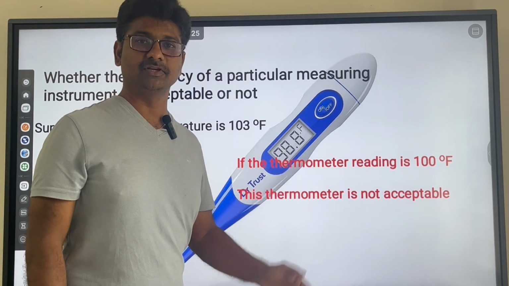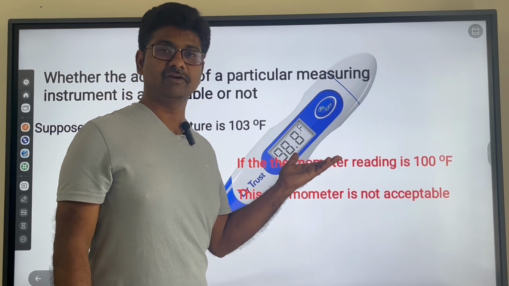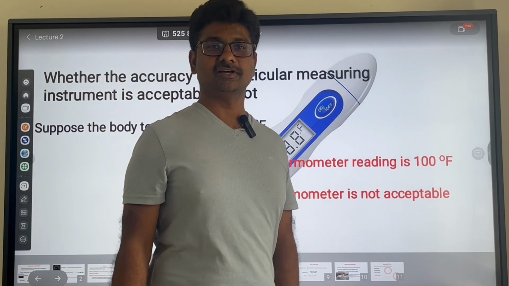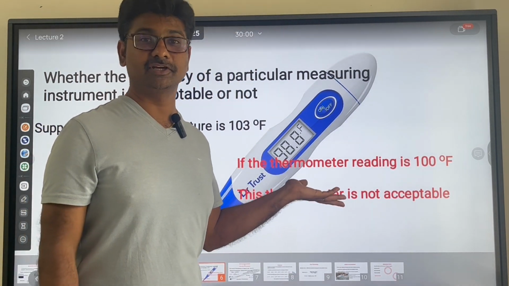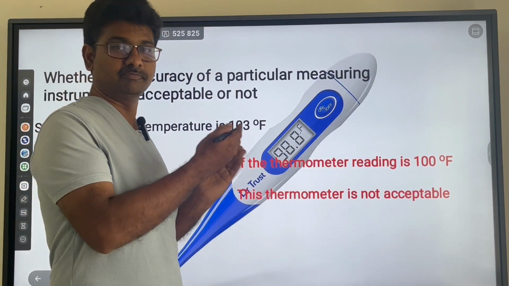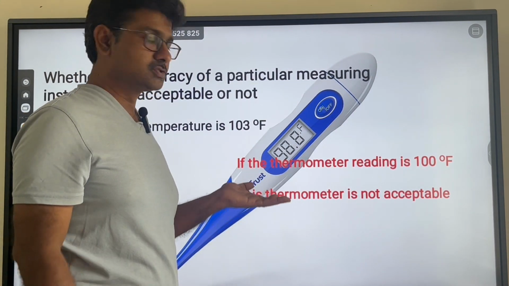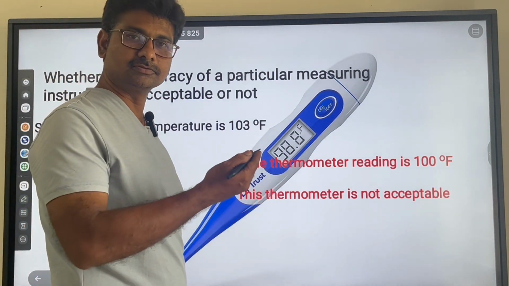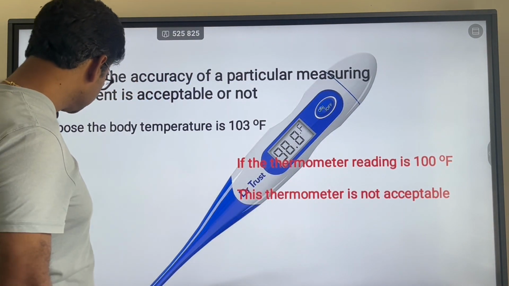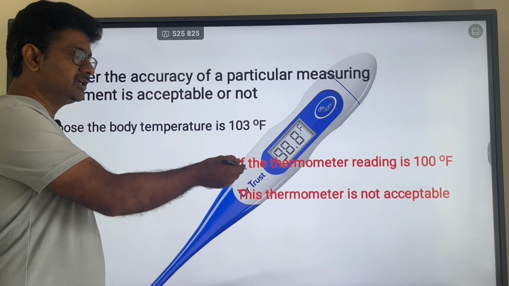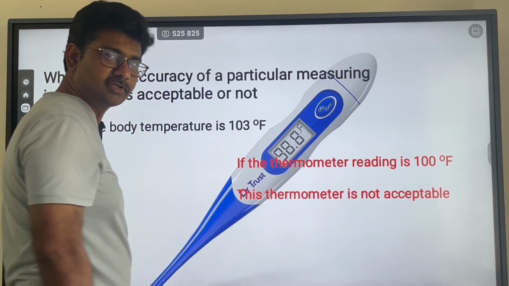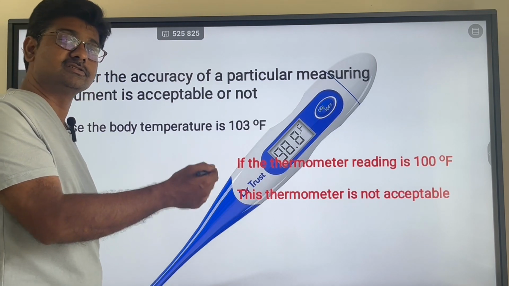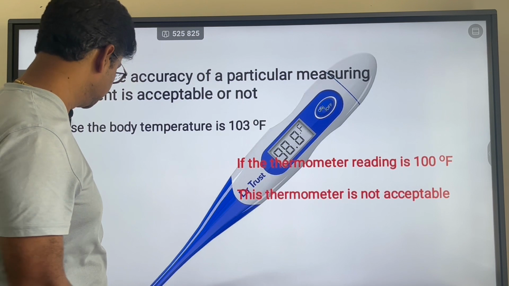100 and 103 are very close values, but if you have a temperature of 103 degrees Fahrenheit and your reading is 100 degrees Fahrenheit, obviously it will affect your diagnosis itself. So this thermometer is not acceptable. So this is the purpose of accuracy. Here we need more accuracy. The purpose of the application actually defines how much accuracy should be there.